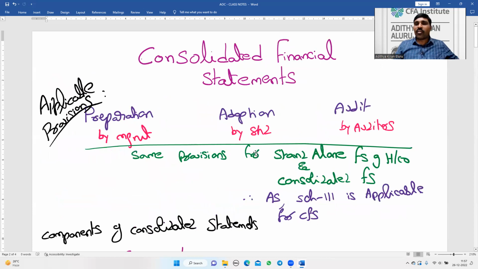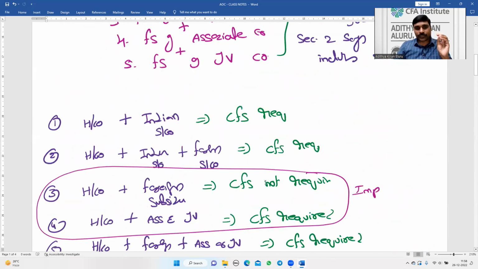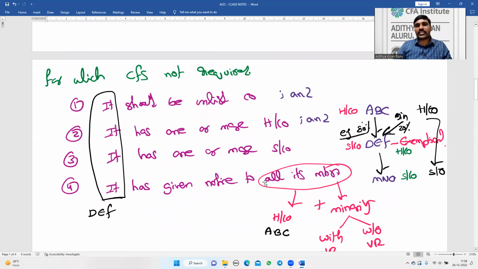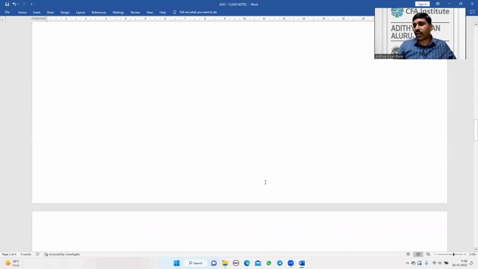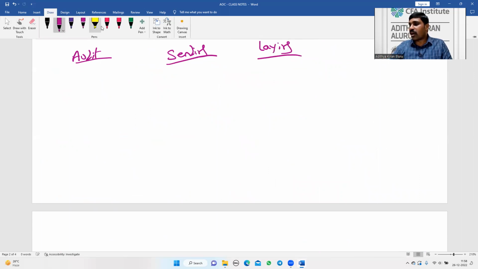So these are the 3 things. First, we have to understand what provisions are applicable to consolidated financial statements: the same provisions as holding company statements, namely preparation, adoption, audit, and the components of consolidated statements. Next, for which companies consolidated statements are not required. One more thing I have to discuss here: audit, sending, and laying.